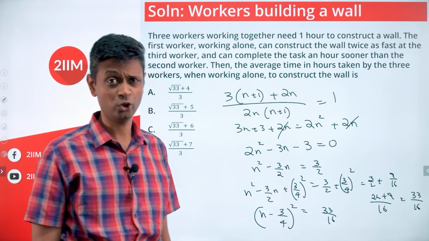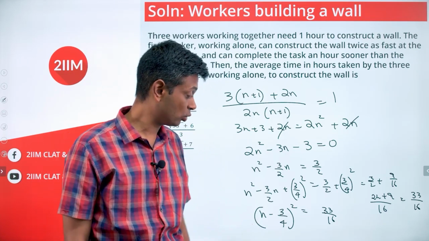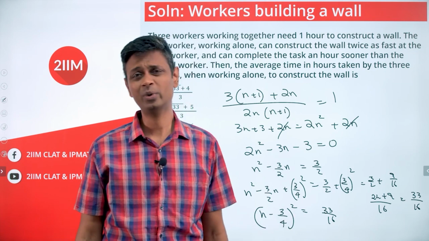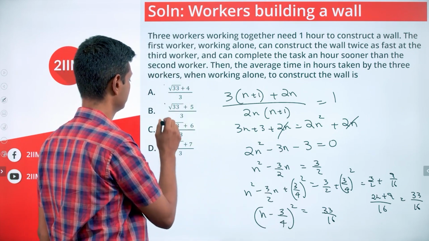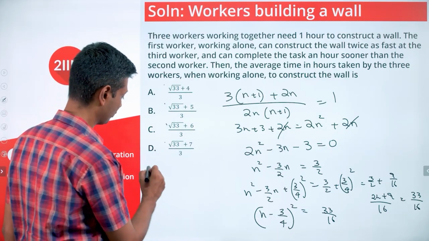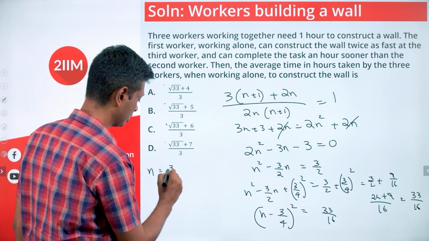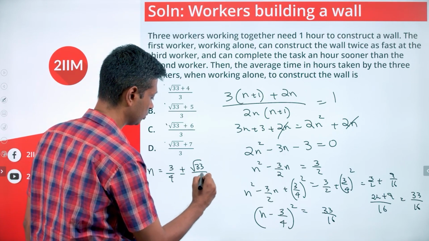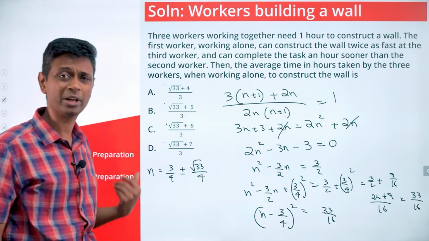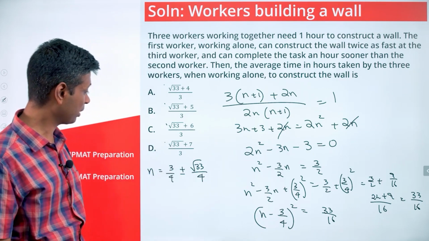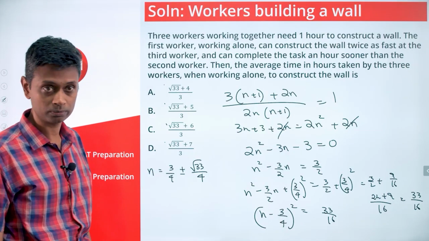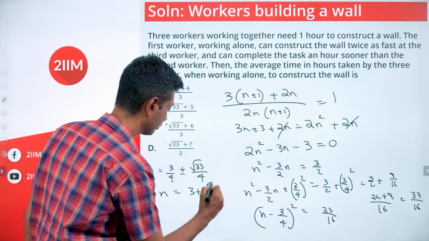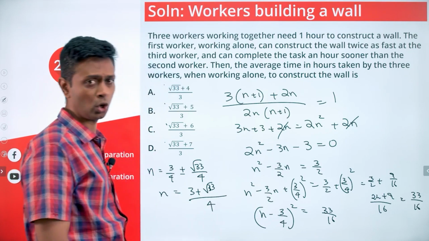Lovely. I like 33 by 16. You know why? Because this means n minus 3 by 4 is going to be plus or minus root 33 by 4, root 16. Why do I like root 33? Because of this. Fine. Or n equals 3 by 4 plus or minus square root of 33 by 4. Straight away it cannot be minus, as n will become negative. That we can rule out. It is 3 by 4 plus root 33 by 4. Or n is 3 plus root 33 by 4. What do we want to find?